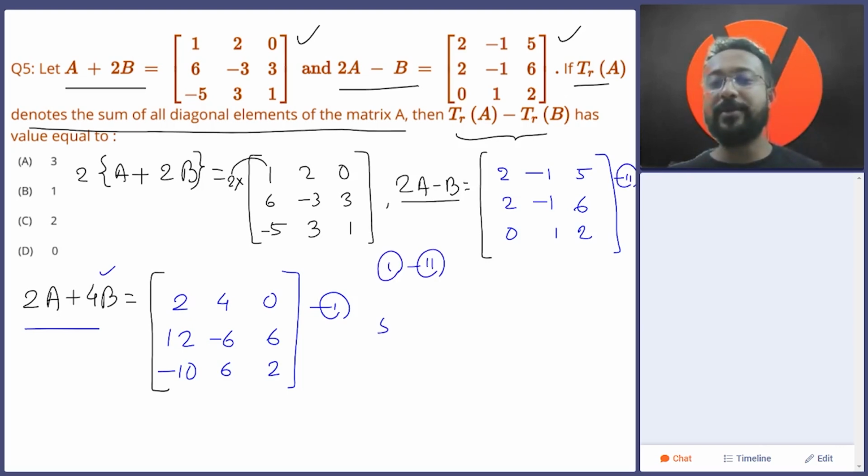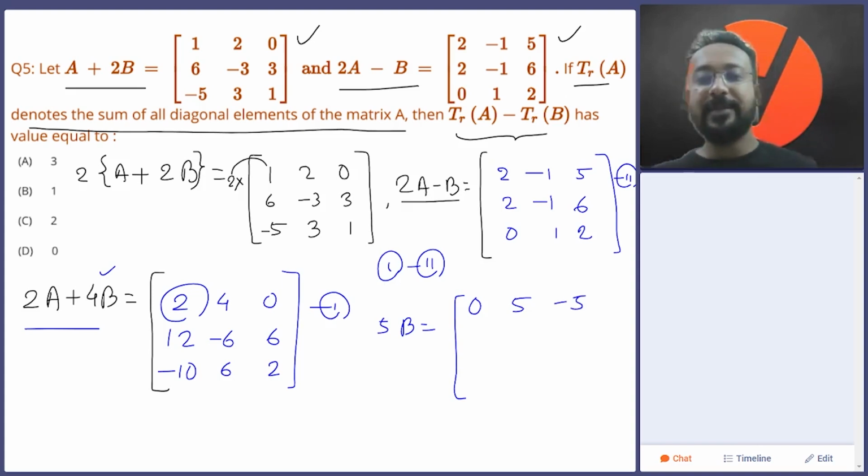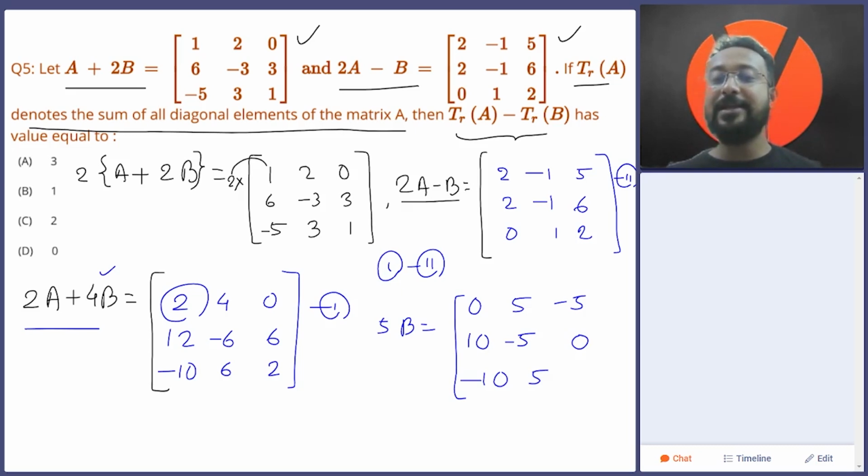So 2A is gone, it will be 5 times B equal to the matrix. Each element will get subtracted. 2 minus 2, 0. 4 minus minus 1, please check, 5. 0 minus 5 is minus 5. Okay. Then 12 minus 2 is 10. Minus 6 minus minus 1 is minus 5. 6 minus 6 is 0. Minus 10 minus 0 is minus 10. 6 minus 1 is 5. And 2 minus 2 is 0.